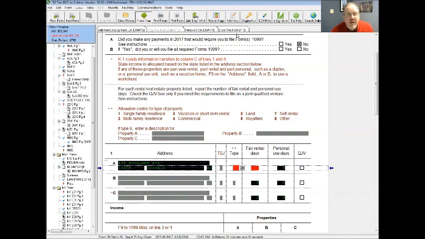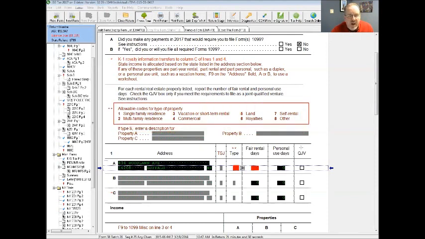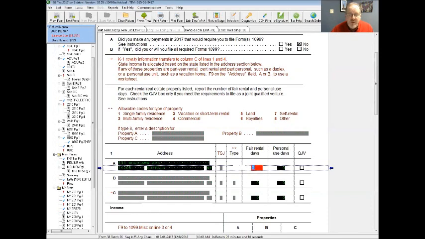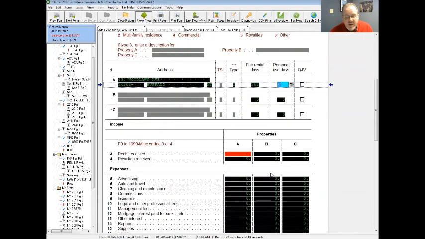If we take a look up above here, we have a little section that allows us to pick the code of our property, if you will, okay? And obviously it says right below it, if type 8, then we have to enter a description. We have a single family, so it'd be a house, one family, multifamily, that'd be our duplex, vacation, commercial, land, royalties. Don't worry about a self-rental, okay? But those are the categories. So in this case, we know that we have a multifamily. And they said it was available all year long, so 365 days.